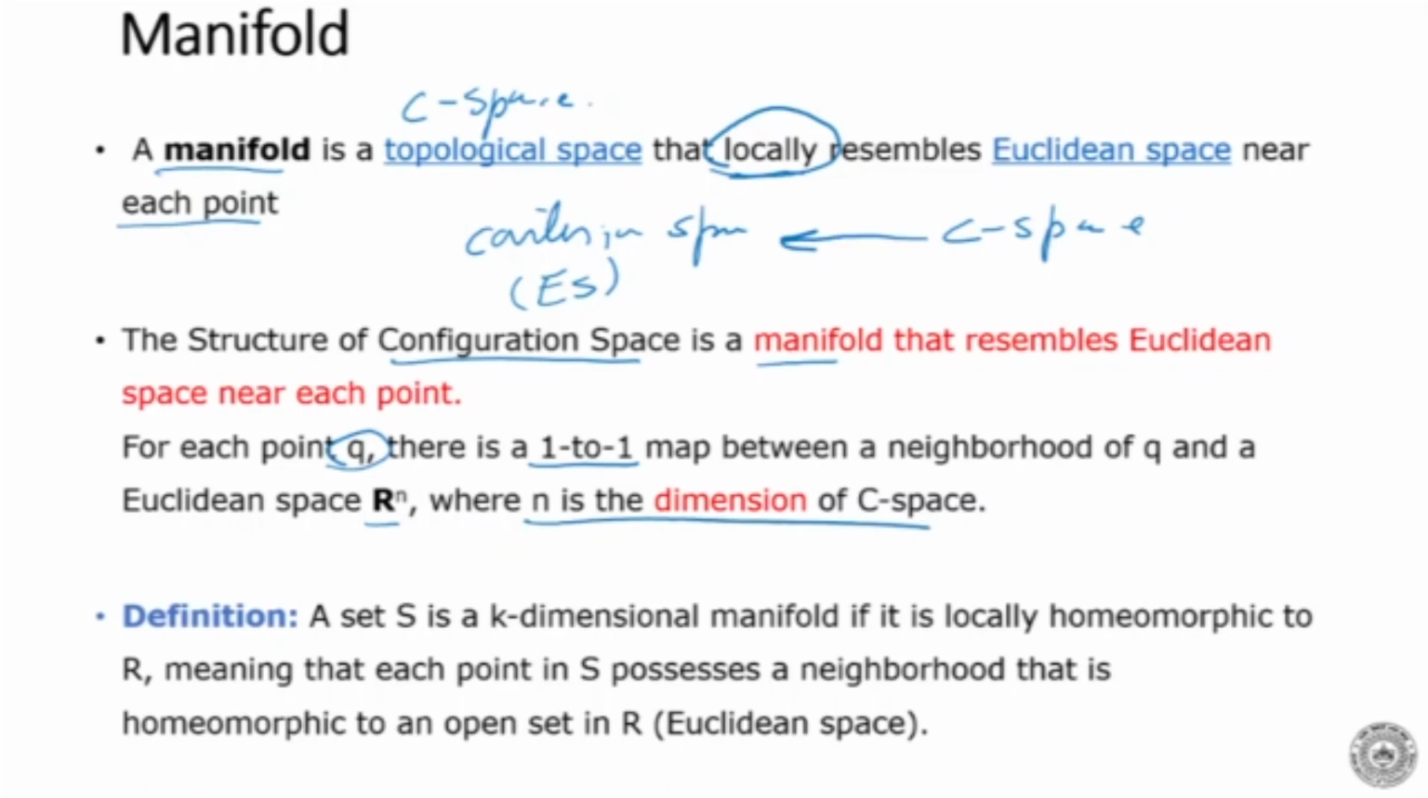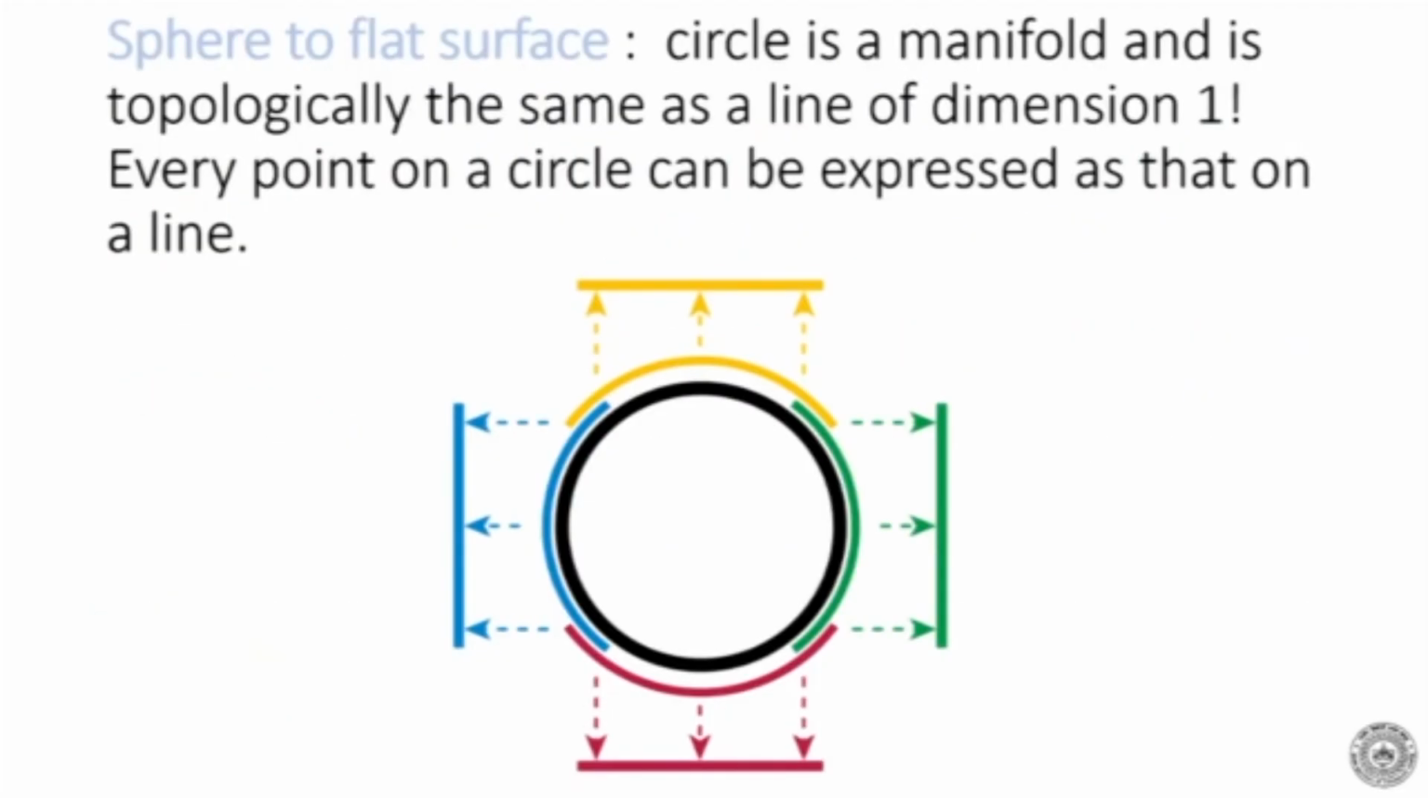Okay. Now, this is a definition. A set K is a k-dimensional manifold if it is locally homeomorphic to R^k, meaning that each point in S possesses a neighborhood that is homeomorphic to an open set in R^k. Okay, this is maybe a little confusing, but as we go along, it will become clear. So it basically means that you can map from C space to Cartesian space, because the configuration space resembles Cartesian space locally. Okay, and configuration space is a manifold. Okay, and that is the reason why it is called a manifold.